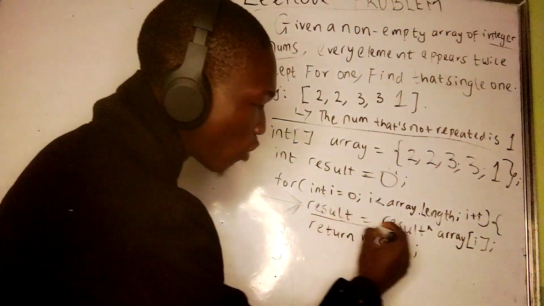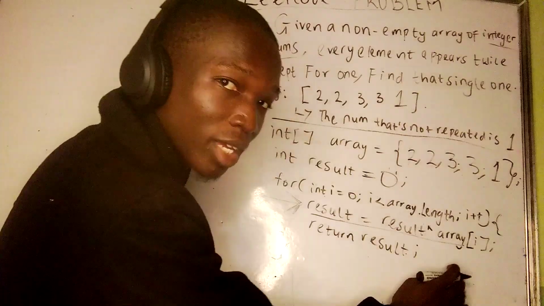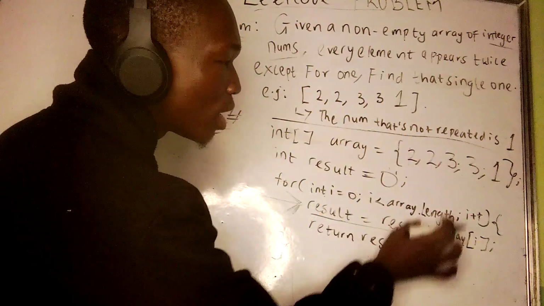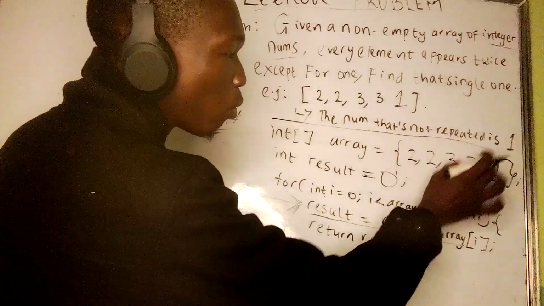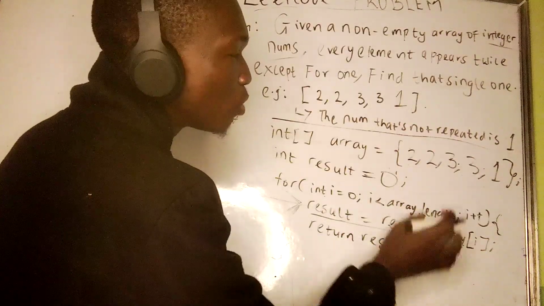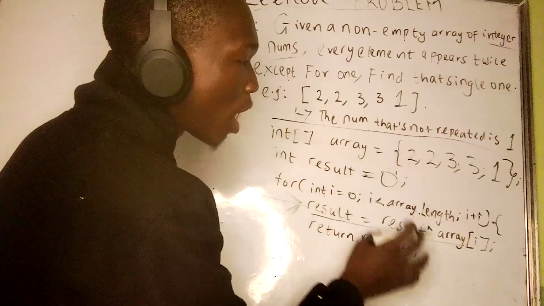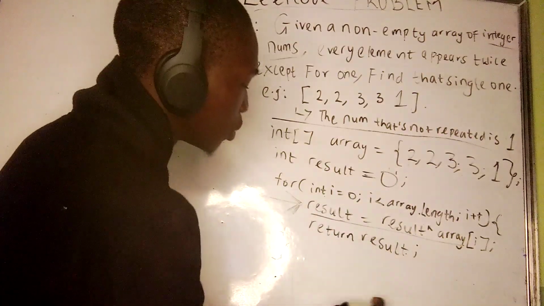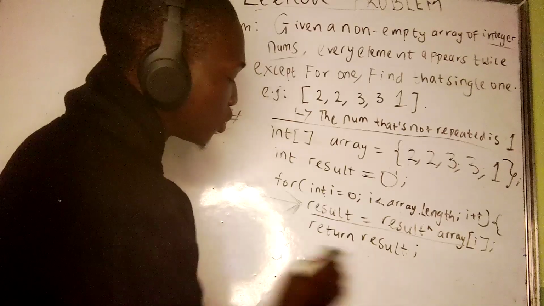This line of code is where the algorithm gets executed. This line will help us determine which number in the array does not appear twice, but appears once. Then finally we return the result, and that's it.